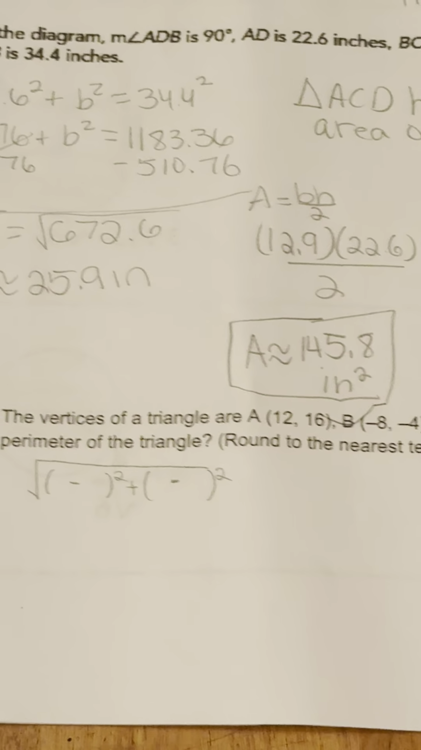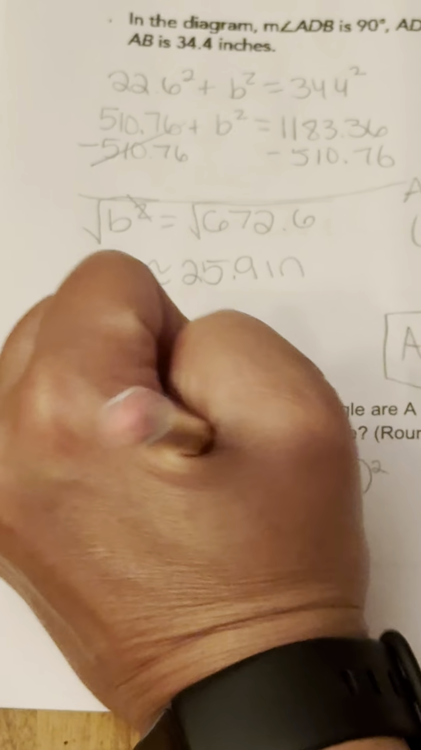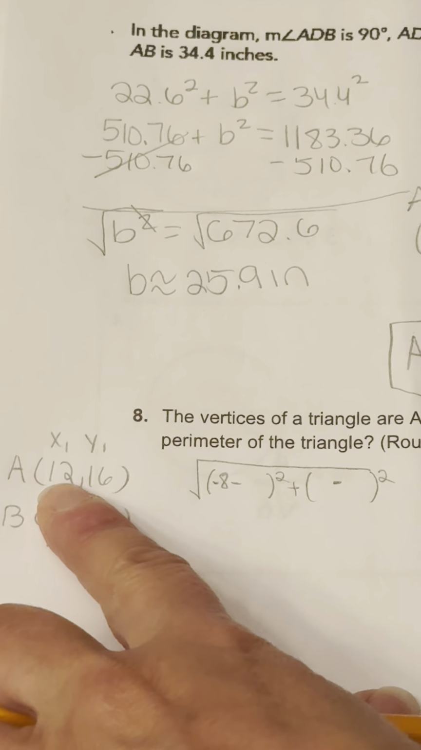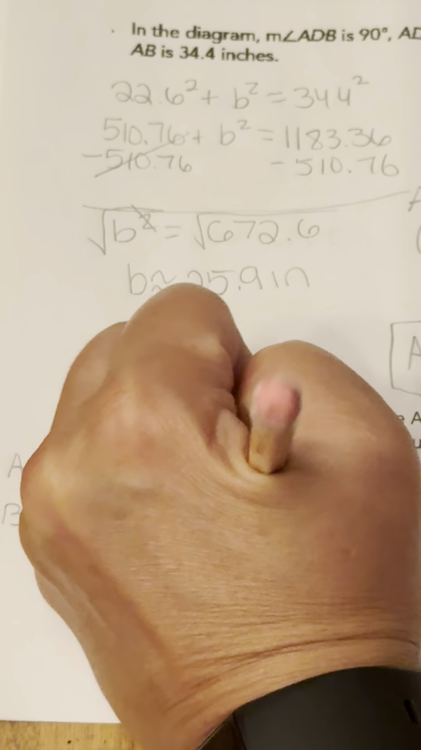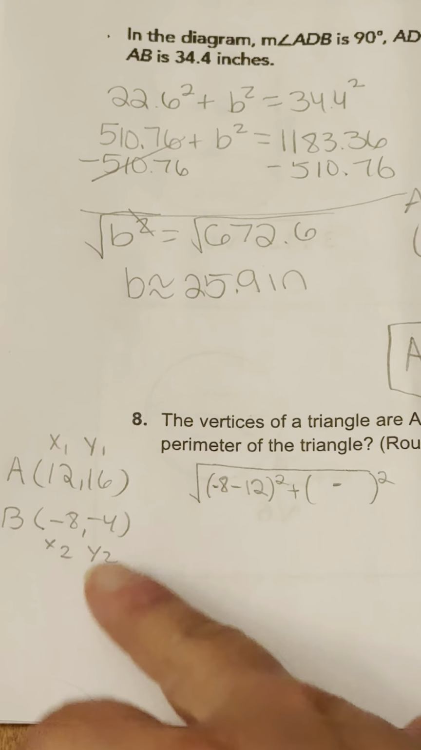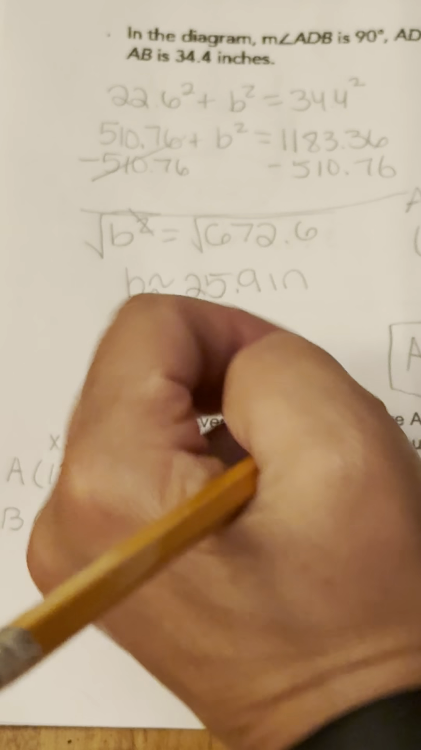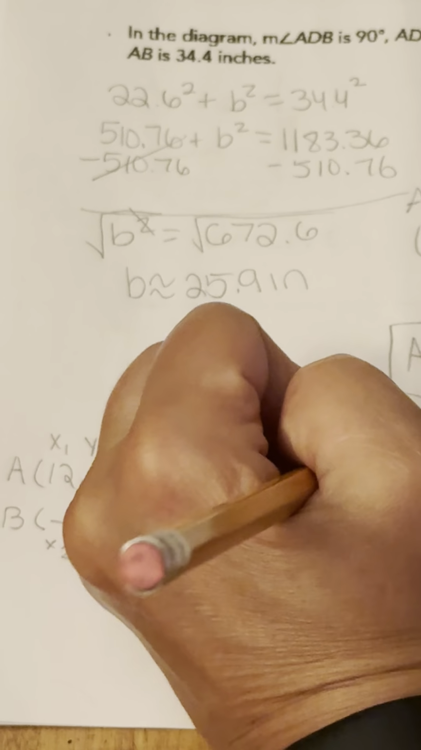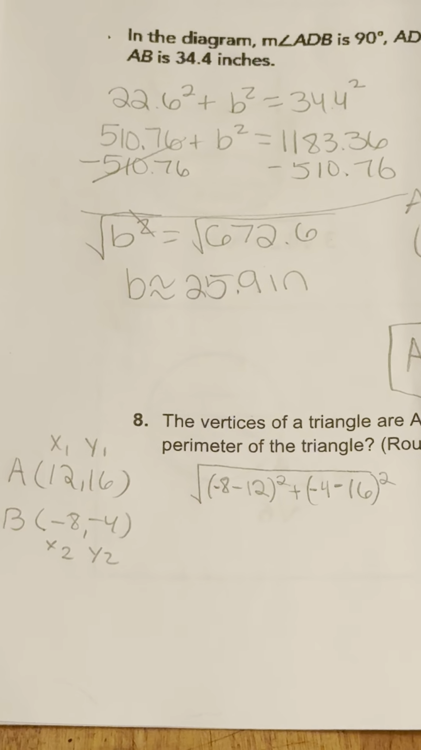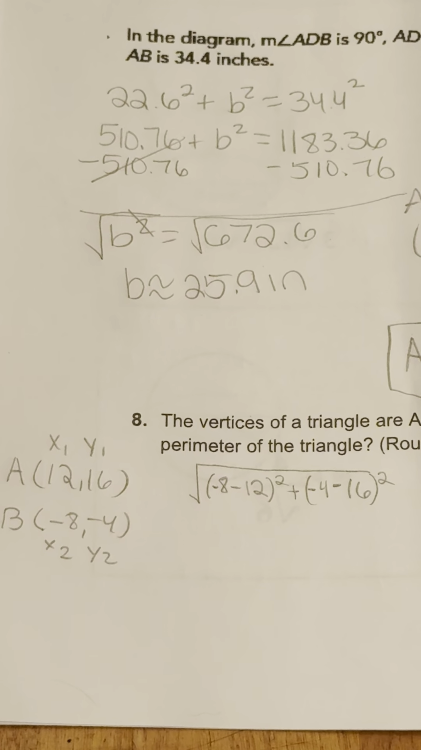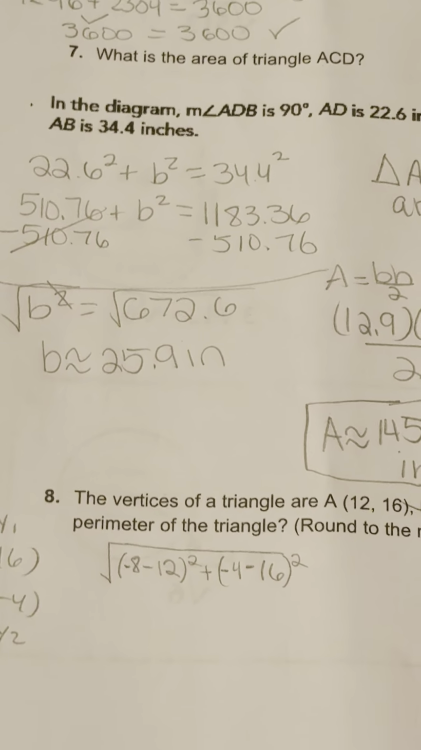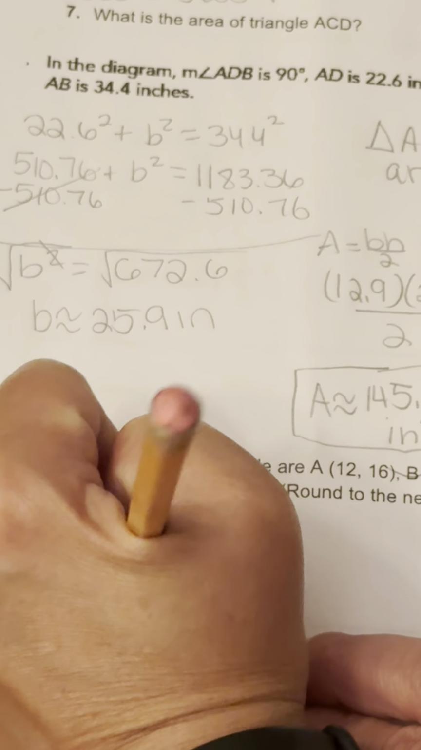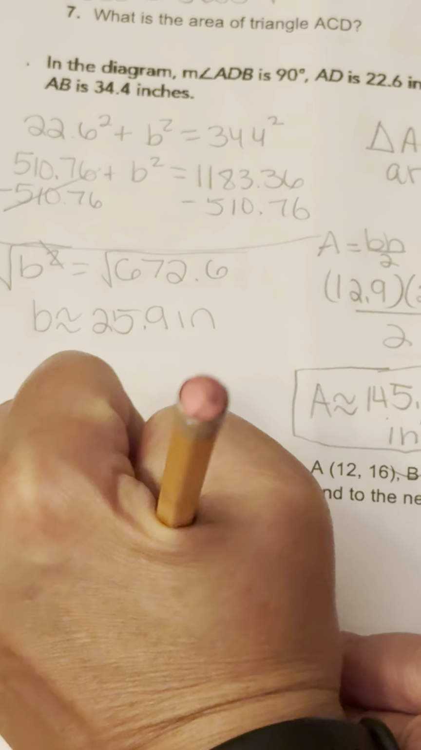X2 I just said was -8, so I'm going to plug in the -8 right here, minus the x1, which is 12. Then I'm going to do the same thing with y: -4, that's y2, minus the y1, which is 16. Now, these both end up being negative numbers, but when you square them, they're going to end up positive. So -8 minus 12 gives me -20, but we are going to square that.